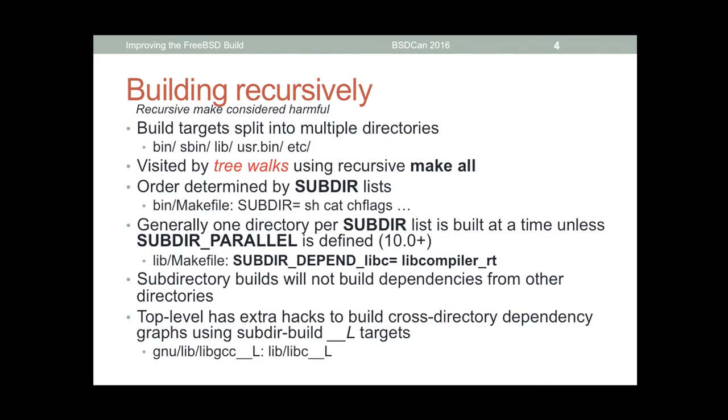Something we added in the 10.0 timeframe was subdir parallel, which allows building multiple directories at once. I'll talk about that a little bit further on the next slides. And for build world, we added in a dependency graph using these underscore L targets that I have down here. These allowed building a dependency graph of all the directories that we're going to build where the order matters. And then we build those directories in the proper order. And a term that I will use a lot in this presentation is a tree walk. That's where we are going into every directory in the tree and building in that directory.